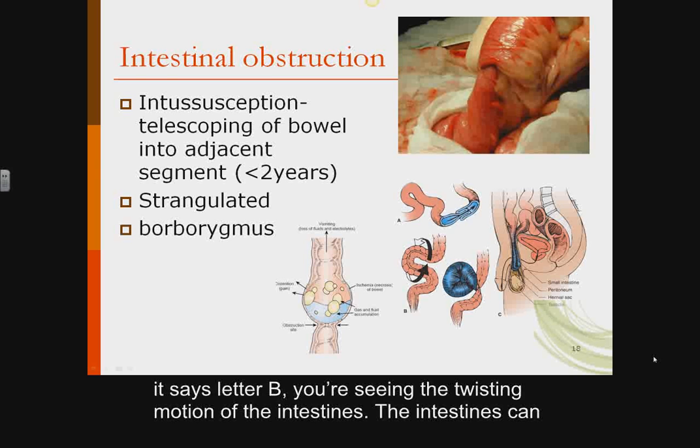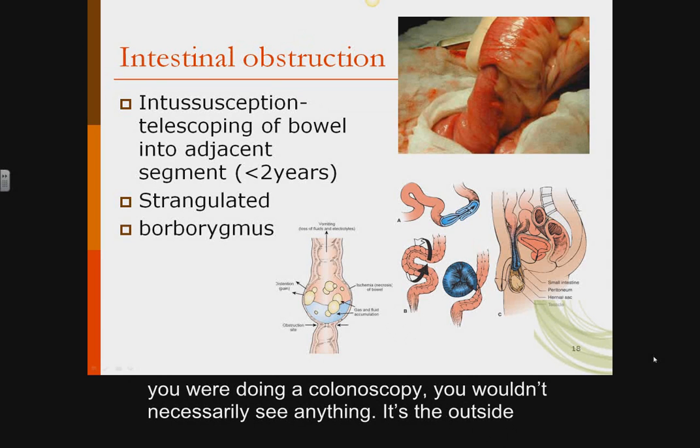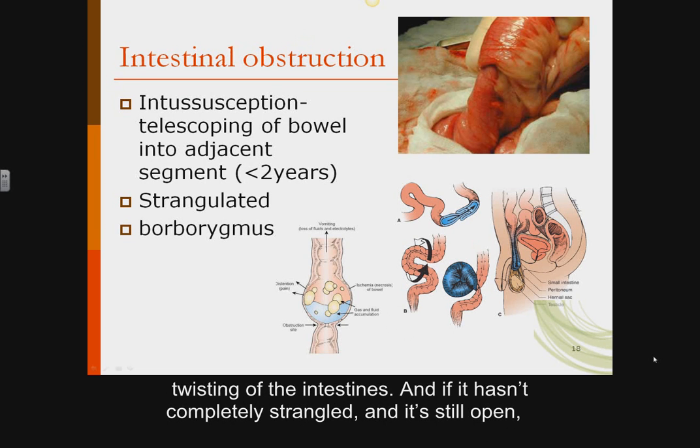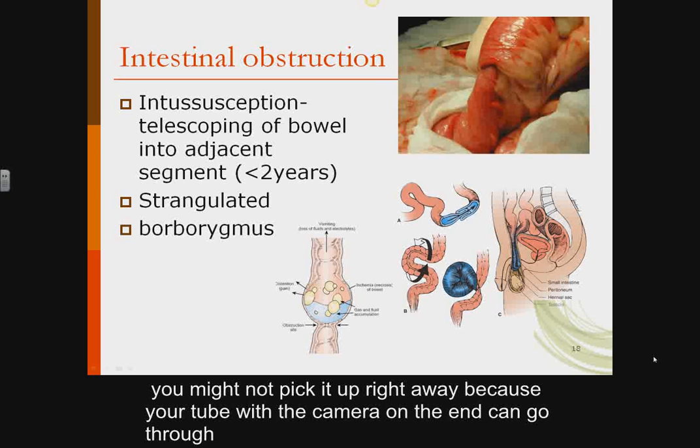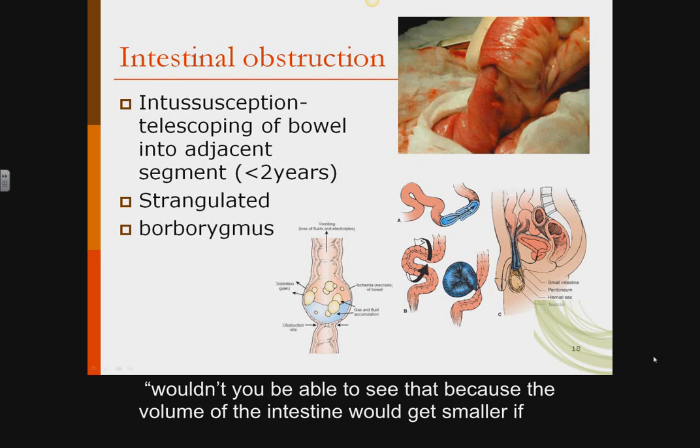If you look on the bottom right picture where it says the letter B, you're seeing the twisting motion of the intestines. The intestines can twist, or we can even pretend that this is the greater omentum wrapping around and around. And again, if you were doing a colonoscopy, you wouldn't necessarily see anything. It's the outside twisting of the intestines. And if it hasn't completely strangled and it's still open, you might not pick it up right away because your tube with the camera on the end can go through that partial little opening and you wouldn't know any different.